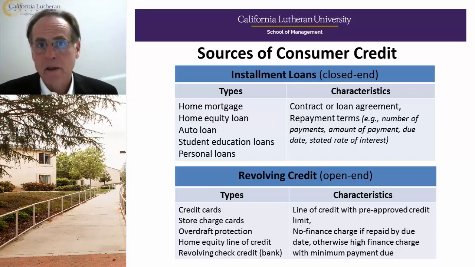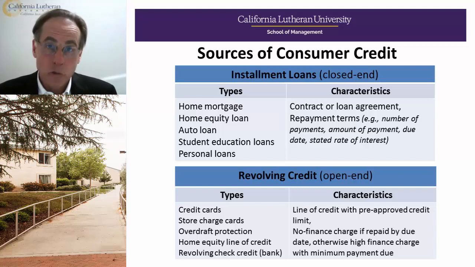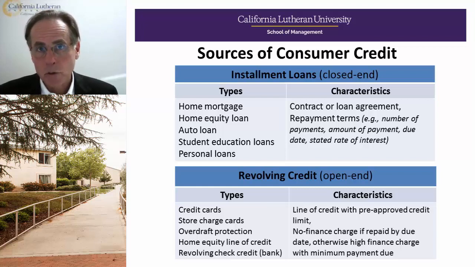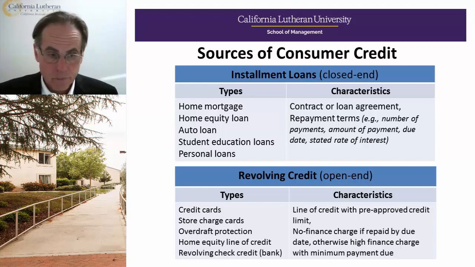Debt isn't a bad word, especially when it's the controlled use of debt. When it's used for temporary situations or used to fund assets which you expect to grow over time. Now, 2 sources of debt which are available to your clients are the closed-end or installment loans. Examples of those are home mortgage, the home equity loan, auto loans, student education loans, personal loans. And characteristics of installment loans is that there's going to be a contract, there's going to be repayment terms. The number of payments, the amount of the payment, the due date, the stated rate of interest.